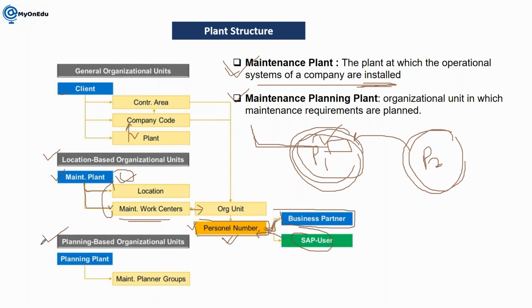Next is the planning-based organization unit, where you can have a separate planning plant where all the planning activities to perform the maintenance will be carried out. You will have a maintenance planner group. This group is just a group of the planners who are responsible for preparing the planning to perform the maintenance activity.